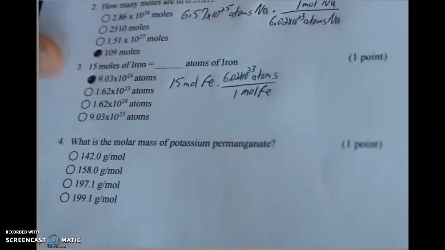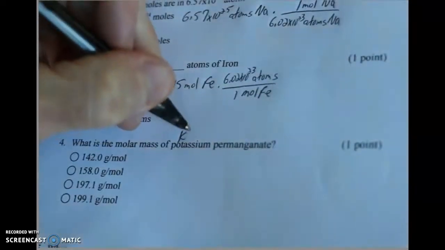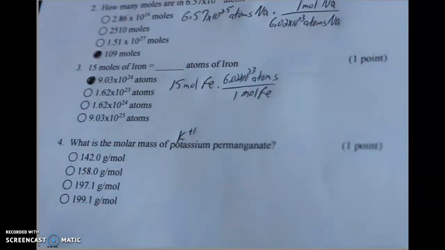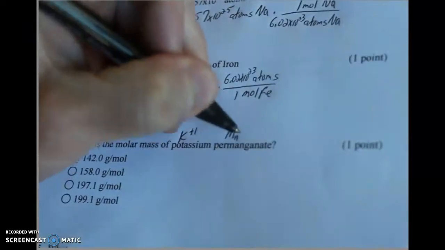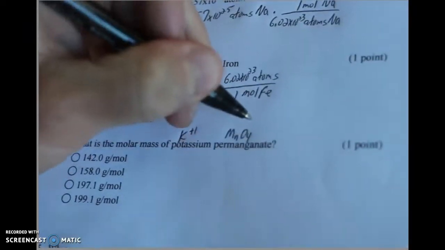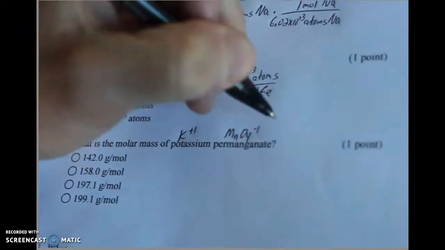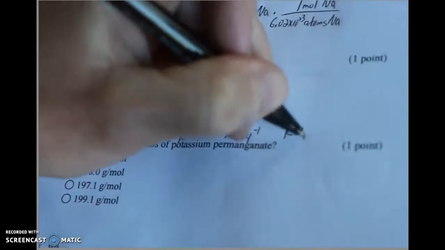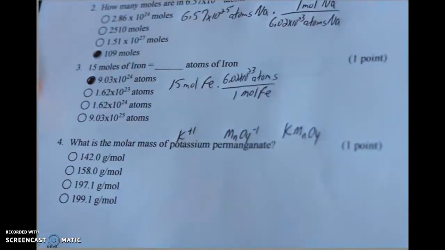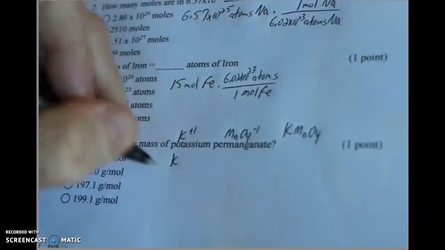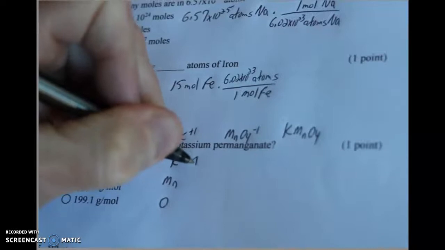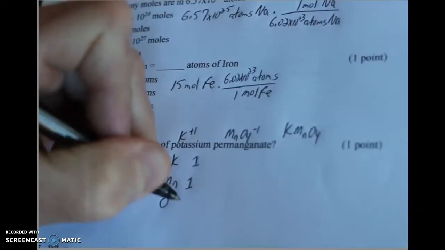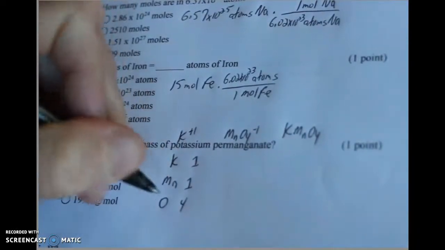Potassium on the periodic table is K, and it has a positive 1 oxidation number. Permanganate is a polyatomic ion, that's MnO4 with a -1. So when you put that together, you get KMnO4. So if we want to figure out the molar mass, what you have to do is list each element and how many you have of each element in that formula. So there's 1 potassium, 1 manganese, 4 oxygen.